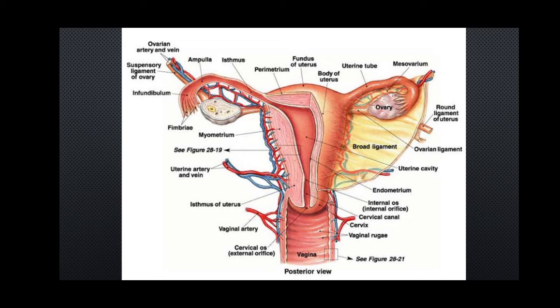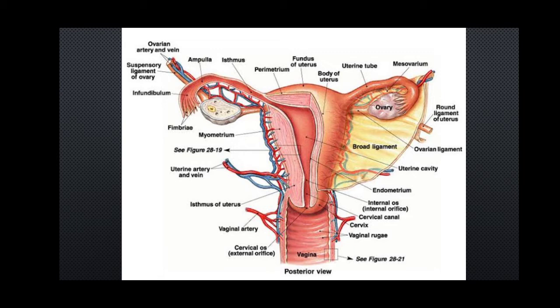It is actually a hollow muscular structure, pear shaped, present within the pelvic region of the female, right between the urinary bladder and the rectum. The urinary bladder is on the top portion and the rectum at the back, the dorsal side, and the uterus is right there.